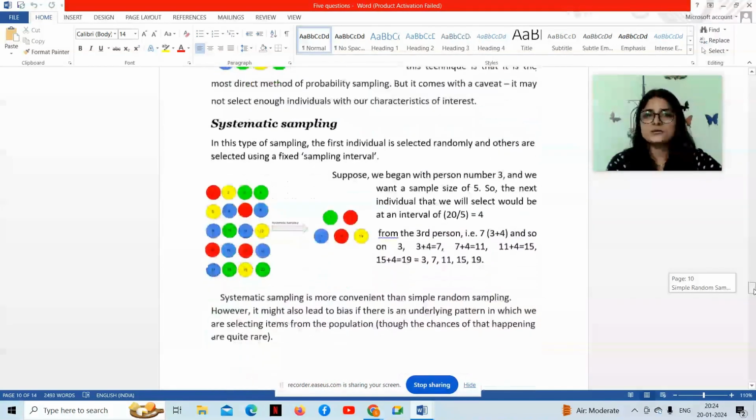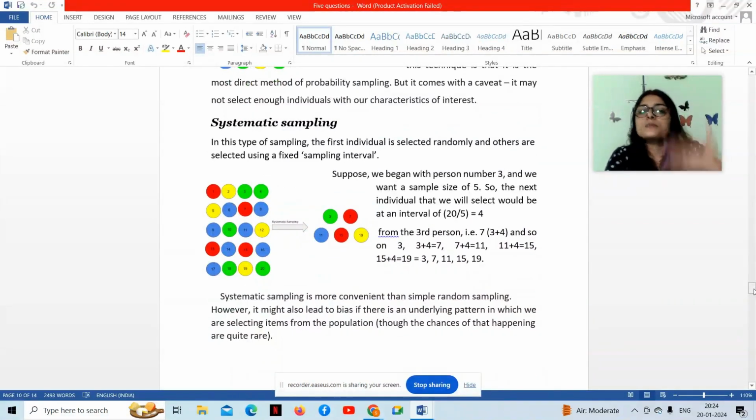There is no order. Now second is systematic. Systematic means selecting the individual systematically after a period of interval. So in systematic sampling there is a word, sampling interval, also there.